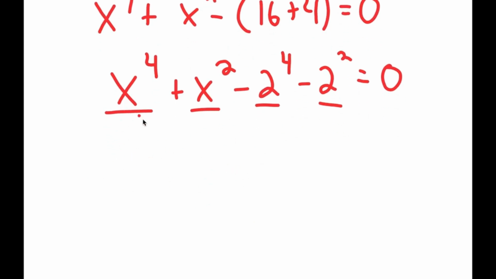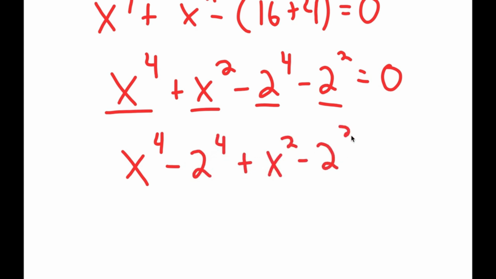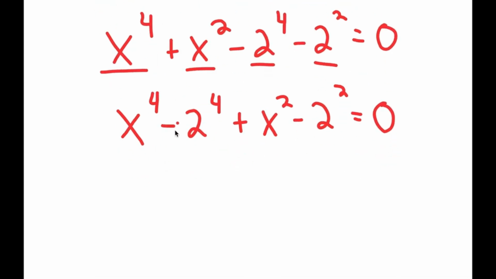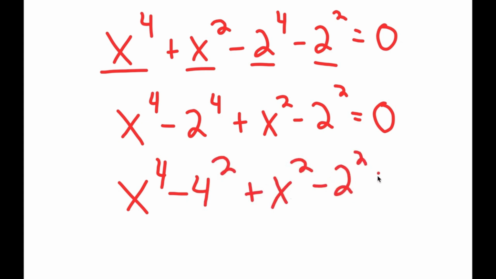Now I can put the powers of 4's together and the powers of 2 together. So I get x to the power of 4 minus 2 to the power of 4 plus x squared minus 2 squared is equal to 0. Now 2 to the power of 4 is 16, and 16 is the same thing as 4 squared as well. So I get x to the power of 4 minus 4 squared, and I have this plus x squared minus 2 squared.